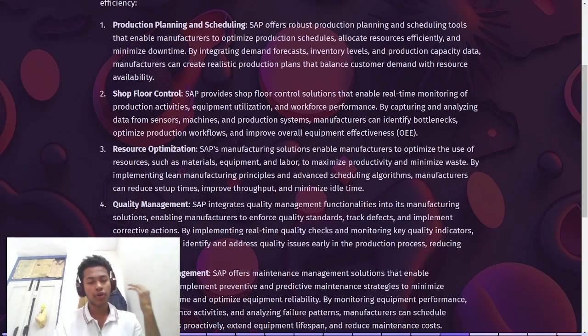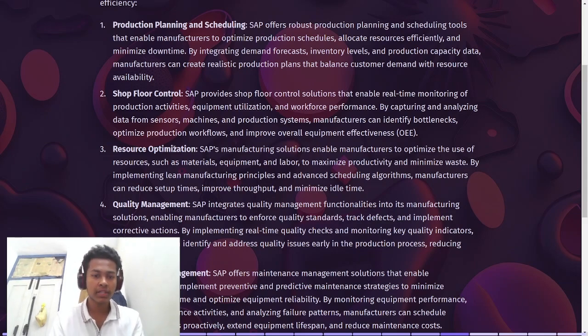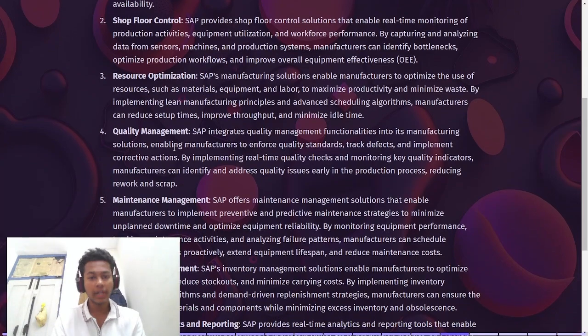As we have discussed before in inventory management, after you understand what you do not have and what you do have, you will use your resources specifically. So this is resource optimization. Quality management, we have discussed before.